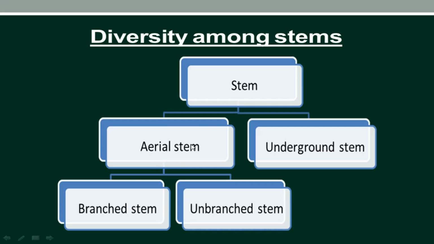Now when we consider the aerial stem, it again can be divided into two groups. One of them is branch stem, and the other one is unbranched stem.